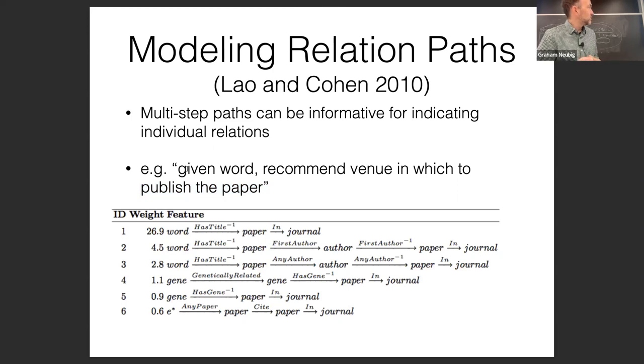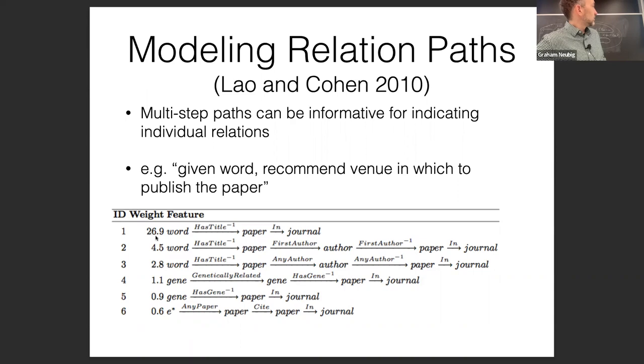And so what they do is they extract different paths, and they also measure a weighting over paths that indicate which path indicates that a particular relation would hold. And so basically what this is doing is it's saying I have particular features of a paper, and I would like to decide which paper to publish the journal in.